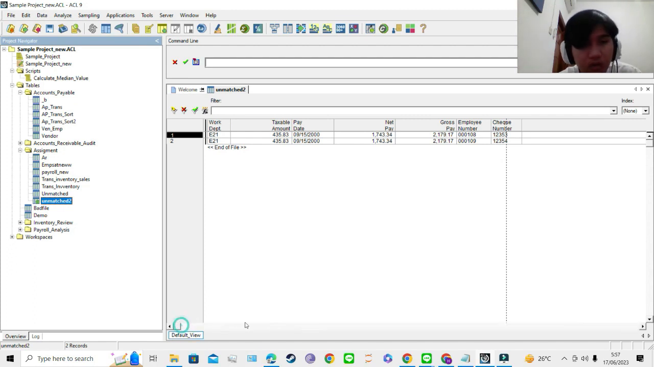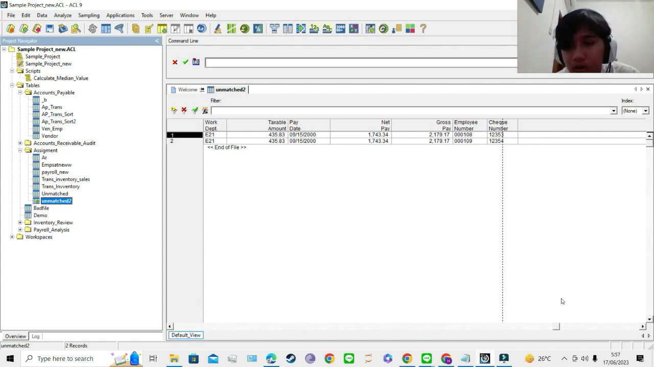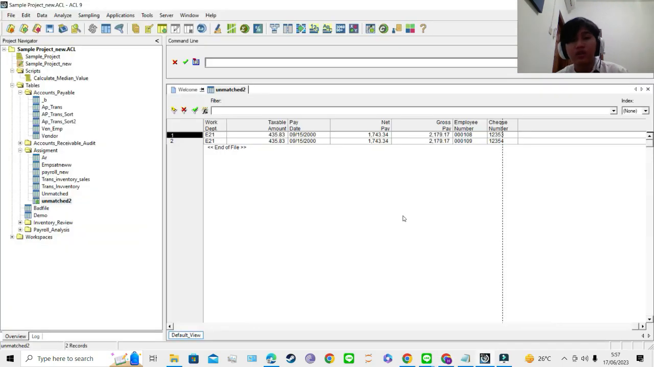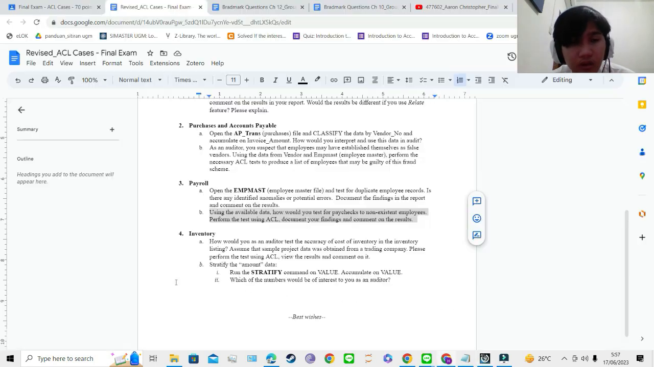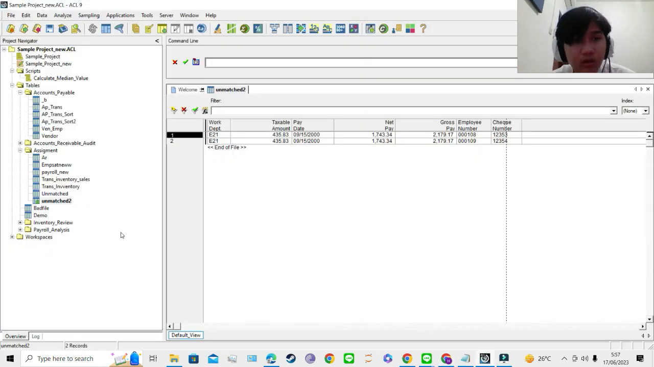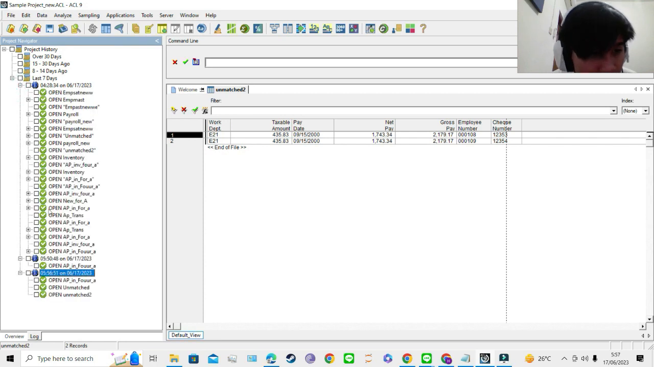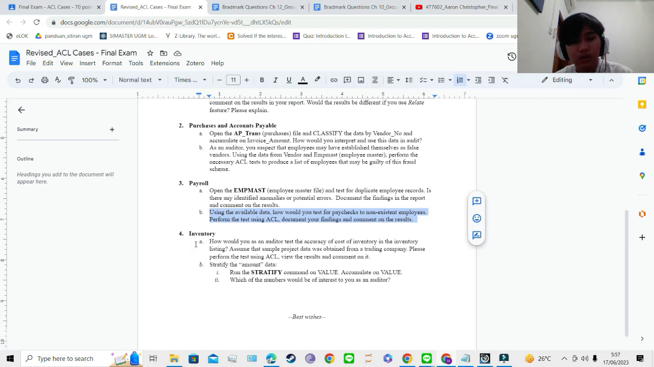From these tables. So basically, as we can see from this table, there are two employees, employee number 00108 and 1109, that they use the check for non-existent employees because the data doesn't exist in the employee tables. That is for number 3.